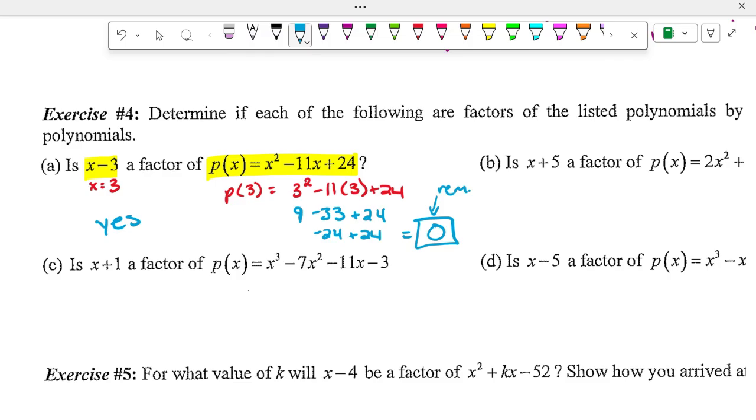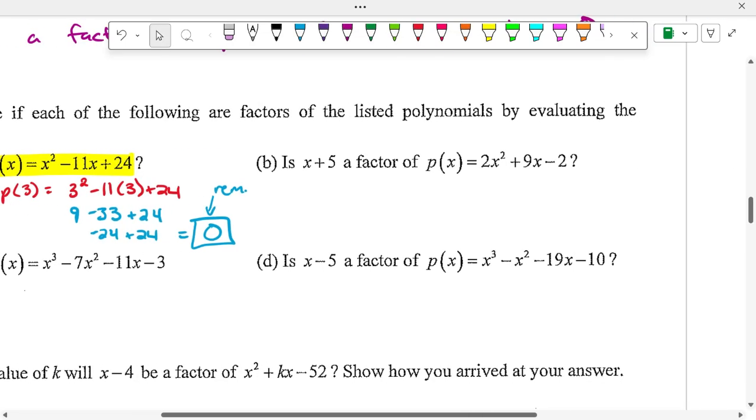All right. Any questions on that one? All right. Let's do one more. So letter B. So Ryan, pick someone to tell me the root of this one.